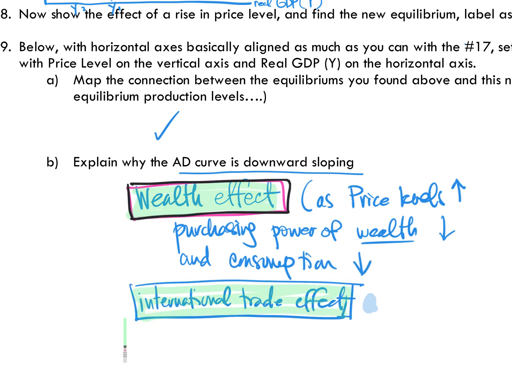And the international trade effect is basically, as our price level rises, relatively speaking, foreigners purchase less, so our exports drop. So the net exports portion of C plus I plus G plus net exports drops.